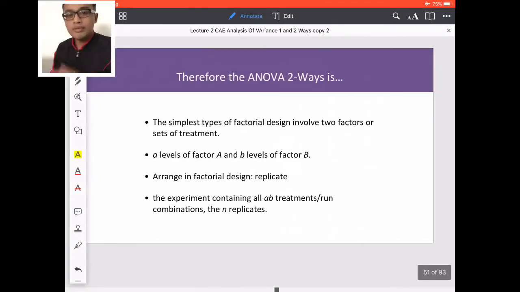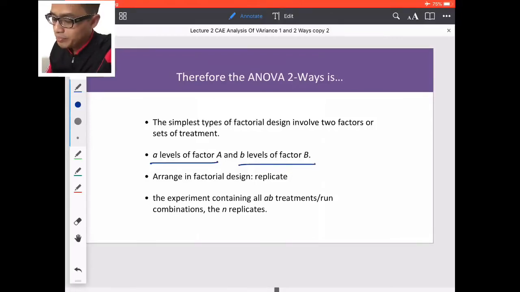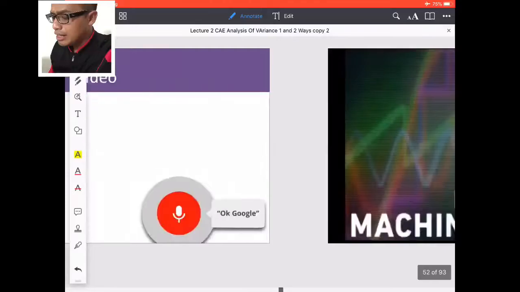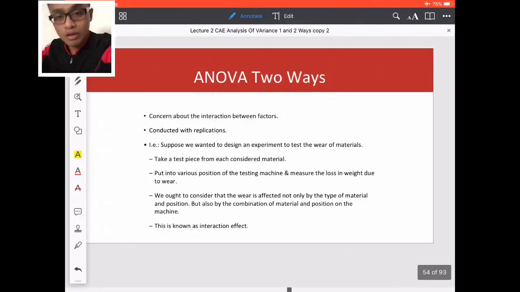Now, these are some of the new symbols that you must see. Small a is the number of levels for factor A, small b is the number of levels for factor B, and you must replicate, and this is n, of course, and you have the interaction going on there. These are the videos that I cannot show you because this is a recording. Maybe I can show you later when we have a tutorial or when we have class together.